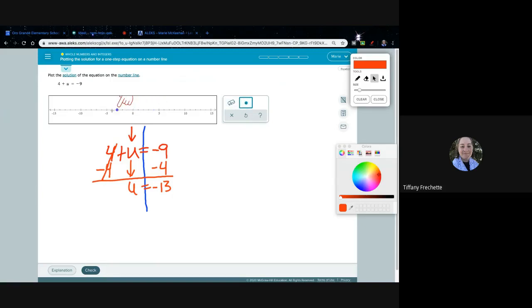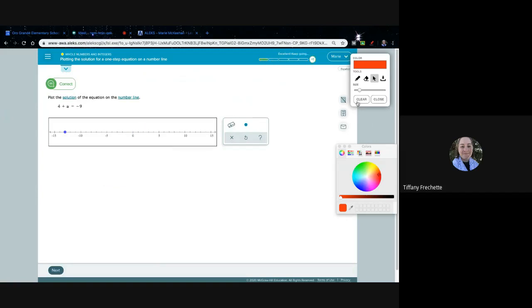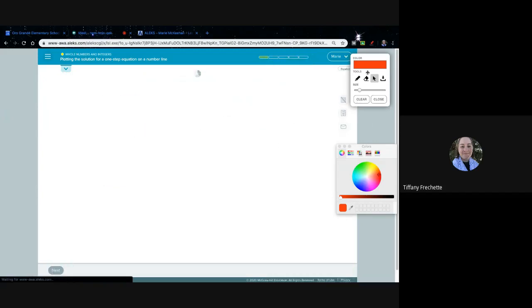All right, so we're going to go to the center and we're just going to come over to negative 13. So I have 11, 12, 13, and I just click right on top of it. And this will keep going unless I click it off. So click check, and we're good to go. I'm going to clear this, and next.